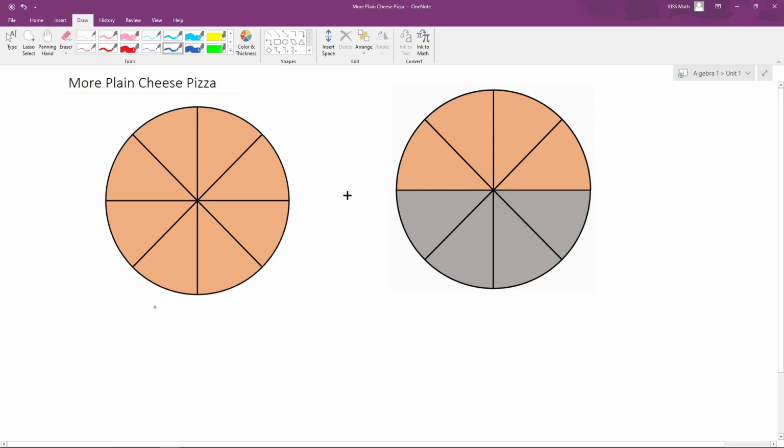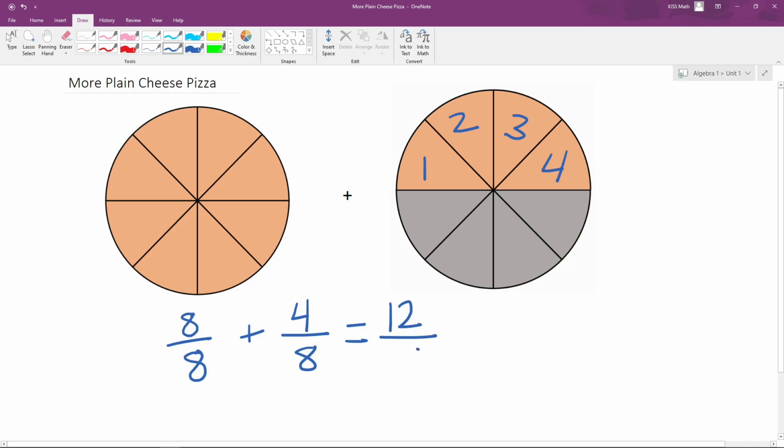This would mean that you have our original 8 out of 8 slices of pizza that you started with, but then you scavenge yourself another 1, 2, 3, 4 out of 8 slices that someone left behind. So 4 out of 8, for a total of 12 slices out of the original 8 that we started with. Now, this kind of fraction where the numerator is larger than the denominator is called an improper fraction. Okay, good to know. It's improper because the fraction is larger than 1. We have more than 1 pizza.